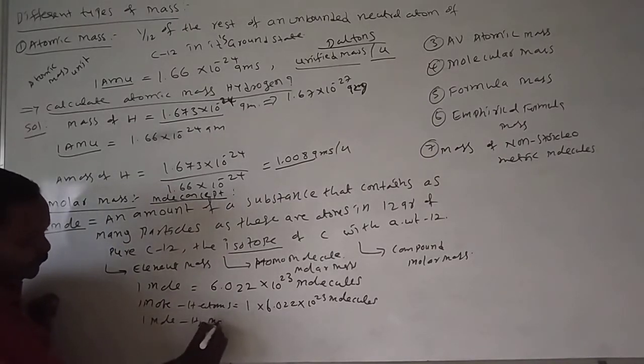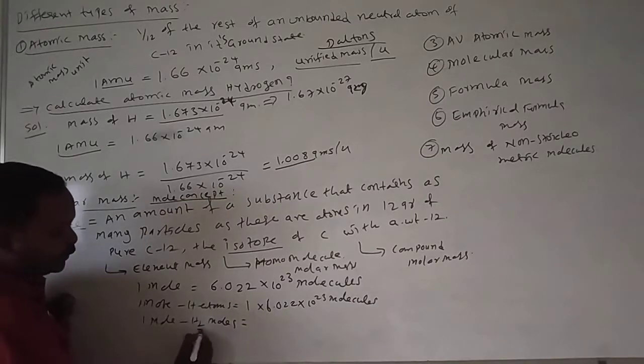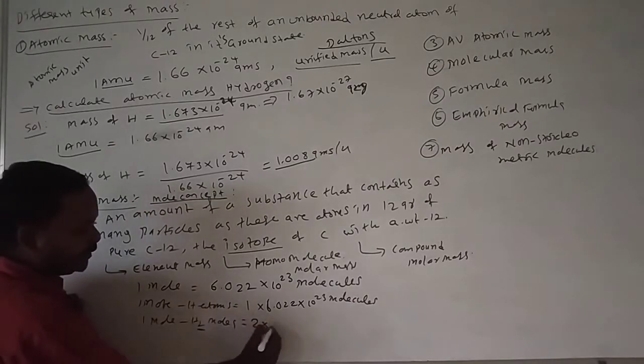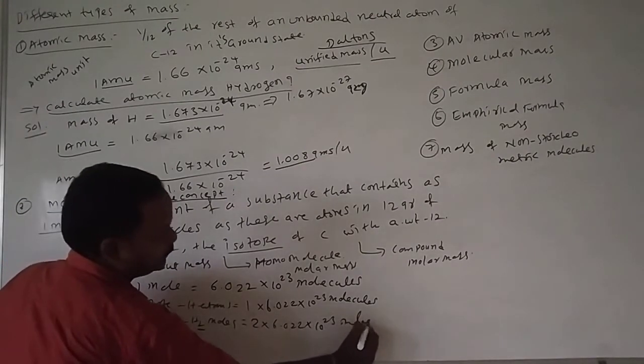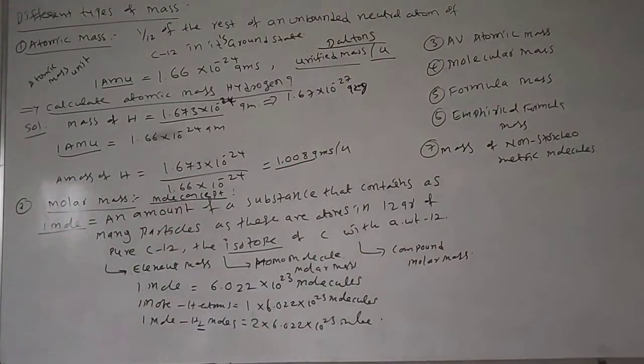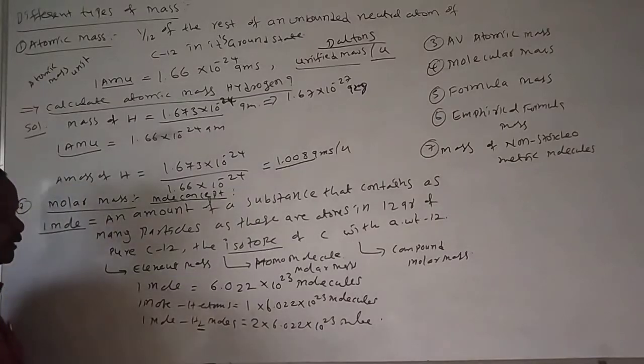Hydrogen molecules means 2 atoms are there. So write 2 into 6.022 into 10 to the power of 23 molecules. Here 1 mole is equal to 6.022 into 10 to the power of 23 molecules.